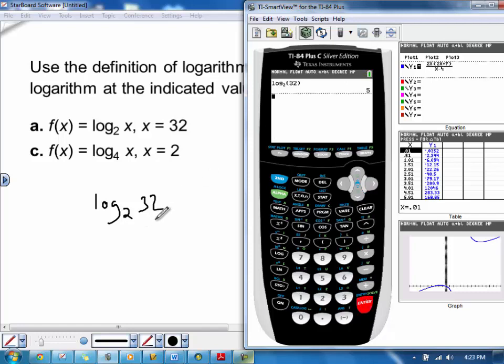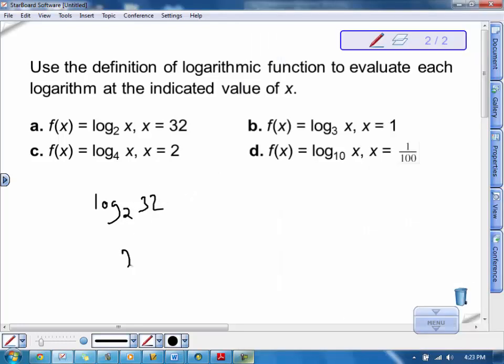I'll show you how to do this by hand as well. But what this is answering is this question: what exponent do you raise 2 to get 32? That's what this means. Log base 2 of 32 means what exponent would you raise 2 to get 32? And the answer to that is 5.